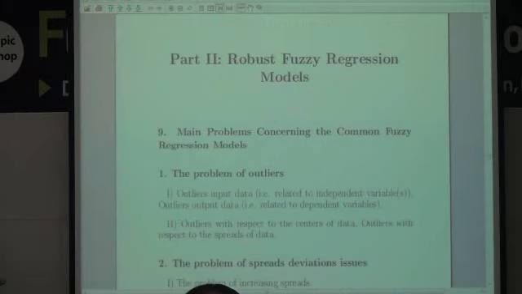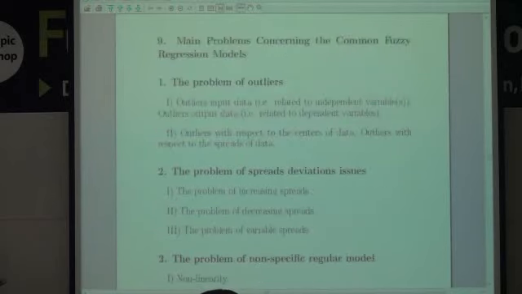Over the last decades, fuzzy regression models have been investigated with various approaches, but there are some problems with regression modeling in a fuzzy environment. What are the main problems?